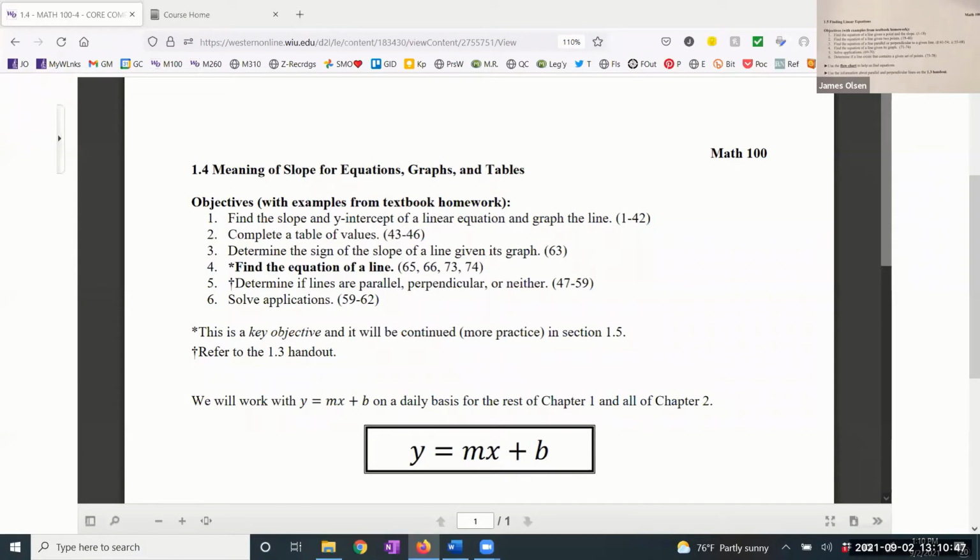Before going to the 1.5 handout, let's review from the section 1.4 handout the very important formula y equals mx plus b. We're going to be using this equation throughout the rest of chapter 1 and chapter 2. This is the equation for a line.